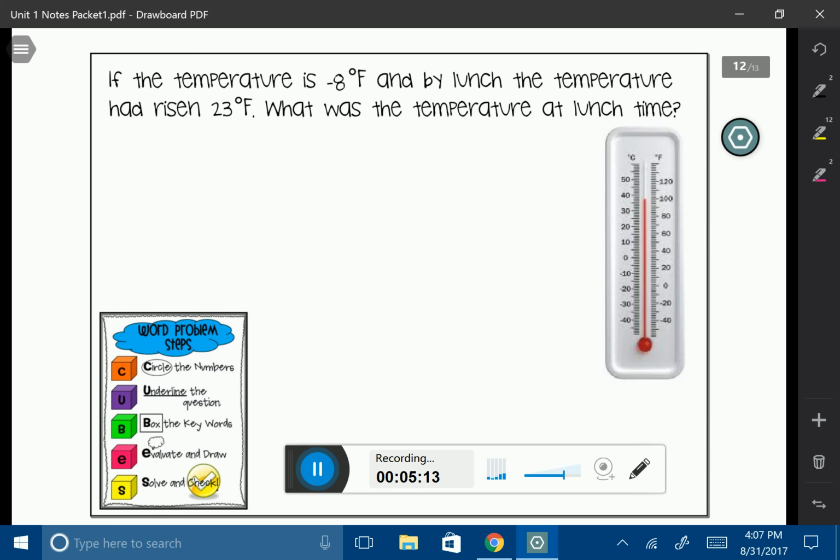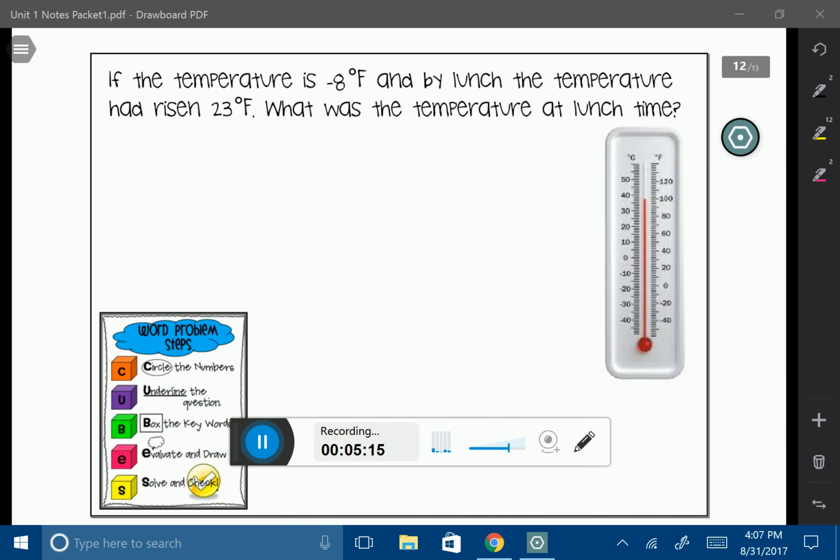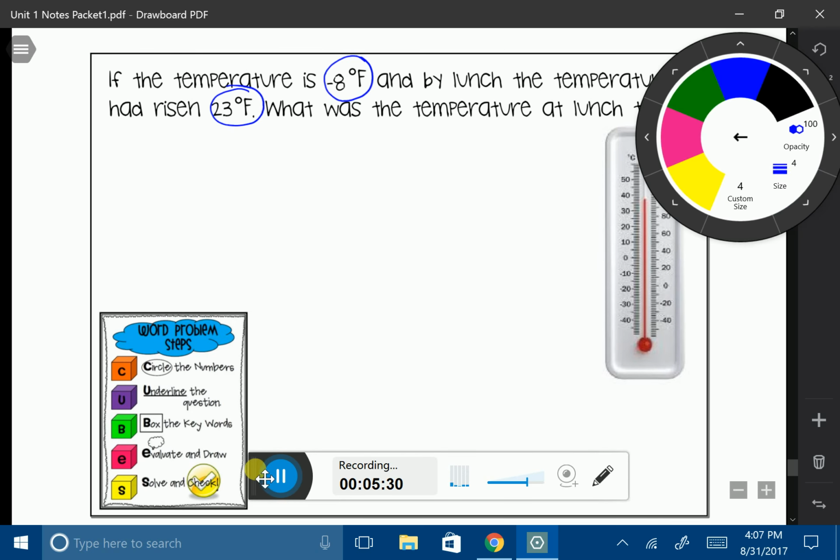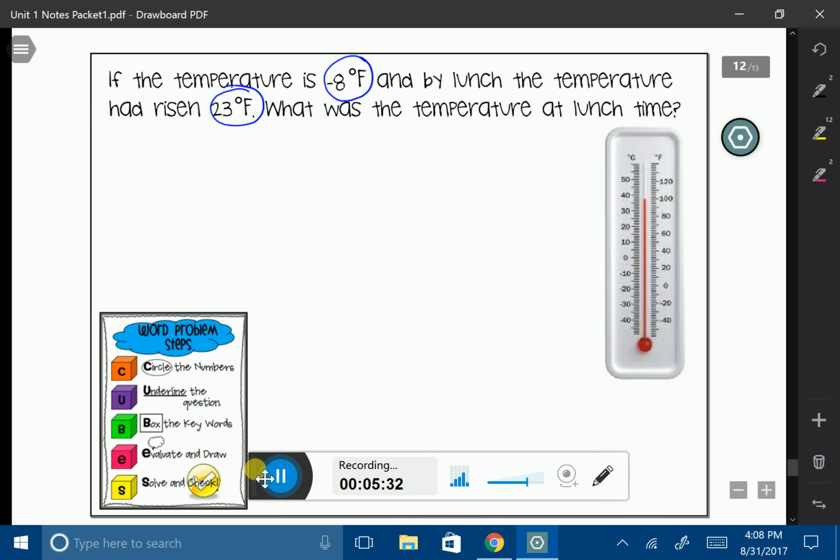Okay, well, let's look here. Let's use our CUBES first. Circle the numbers. Let's go ahead and circle the numbers. I have a negative 8 degrees Fahrenheit, and I have a 23 degrees Fahrenheit. All right, let's underline the question. What was our question? Our question was, what was the temperature at lunchtime? So that's the goal. That's what we're trying to answer.